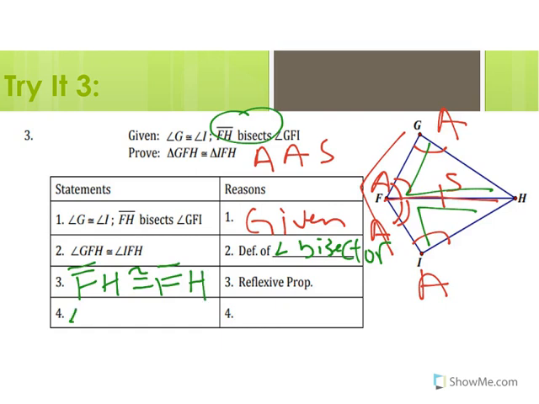And the last step is to prove triangle GFH is congruent to triangle IFH by angle, angle, side.